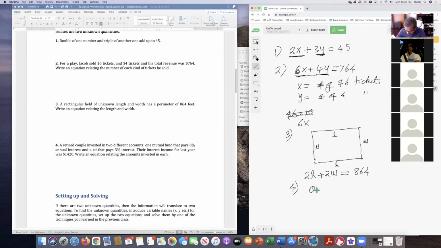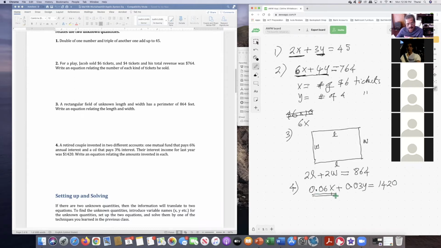0.06x plus 0.03y equals 1420. Equal to 1420, right? Very good, excellent. That is correct. That's because if I call the first investment, the investment at 6%, x dollars, then 0.06x is the income from that for a year.